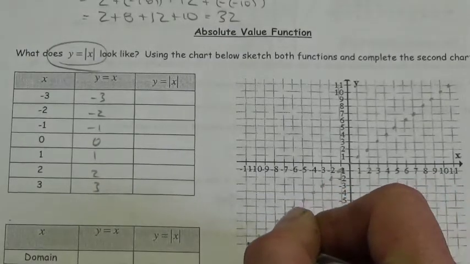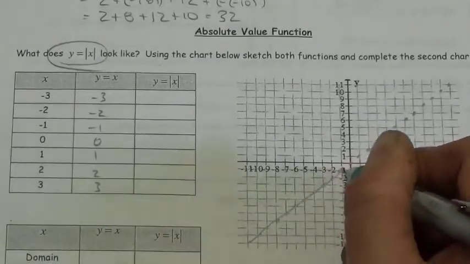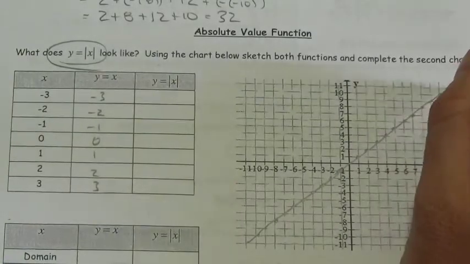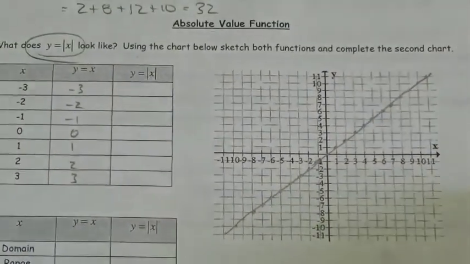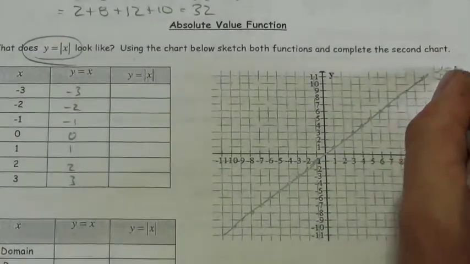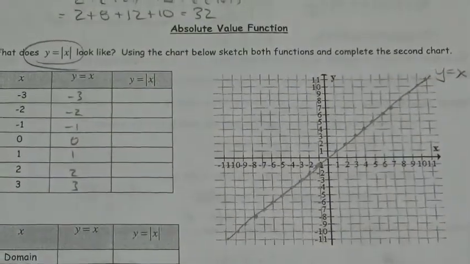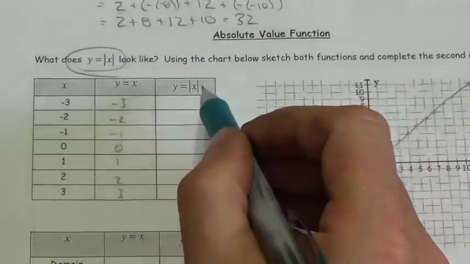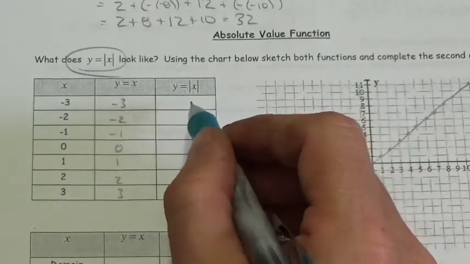Okay. That looks like this, and you just connect the dots. Perfect. So that right there is the line y is equal to x. Now, y equals the absolute value of x.